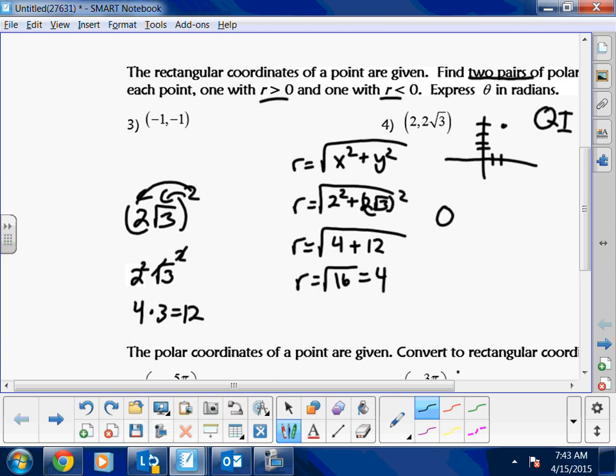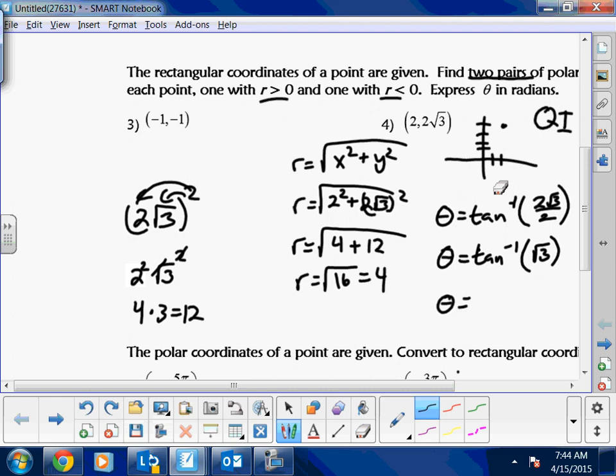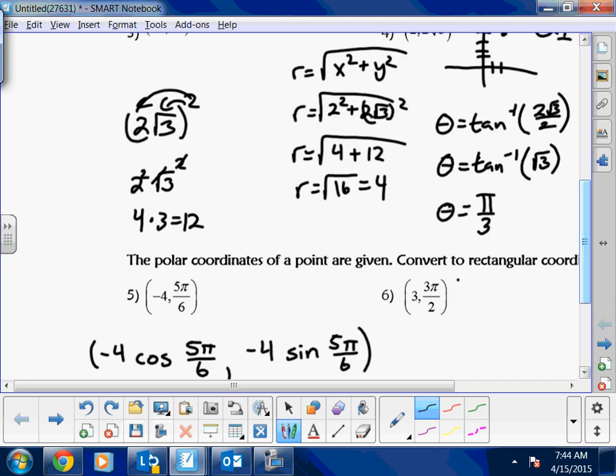Now, as far as finding the angle, it is tangent inverse of 2 square root of 3 over 2. So the angle is the tangent inverse of the square root of 3. That means when you look at the unit circle for this one, you'll get that the square root of 3 corresponds to pi divided by 3. Very good. All right, so one of your points is going to be (4, pi divided by 3).